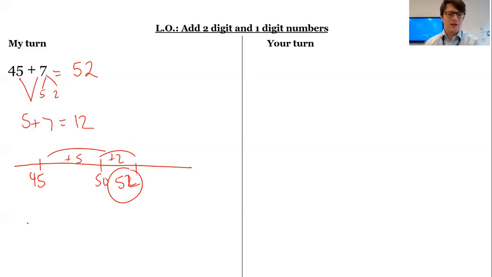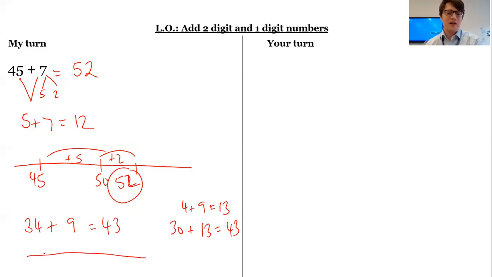Let me just show you one more example. Let's do 34 add 9. Well, I might just know that 4 add 9 is 13. If I know that fact straight away, then I'm essentially now doing 30 add 13, which is 43. Nice and easy to do. If I didn't know that, then I could do it like this. I've got 34. I'm going to add 6, which takes me to the next multiple of 10, which is 40. And I know that 9 is the same as 6 and 3. So add the other 3, and that takes me to 43.